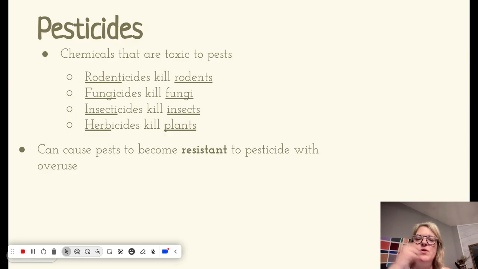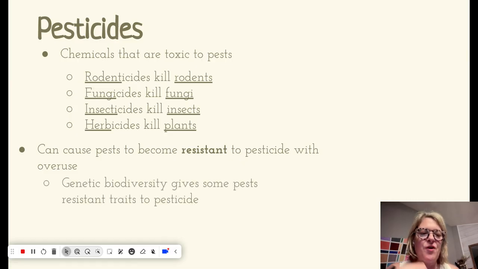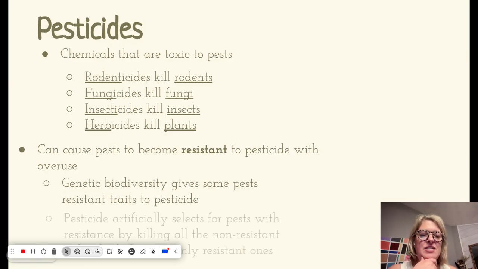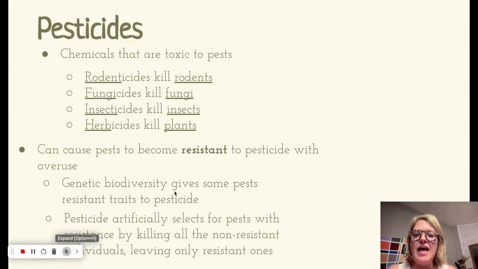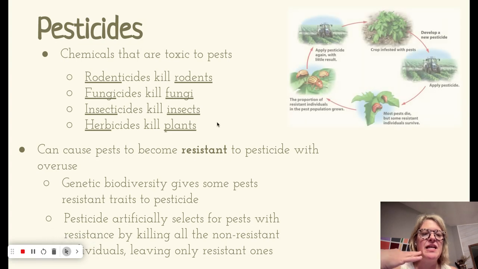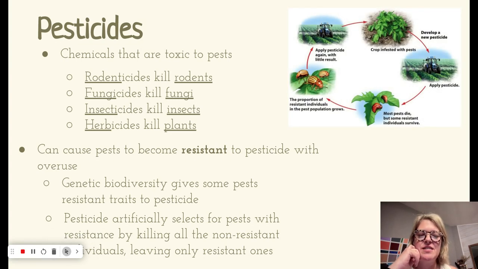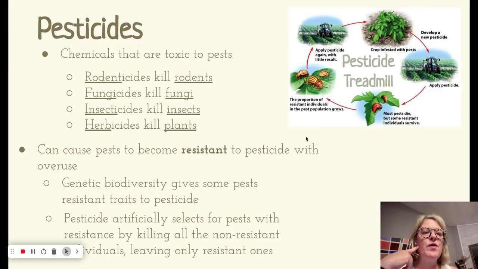And one issue that we have with pesticides is that they can cause pests to become resistant to the pesticide with overuse of the pesticide. That's because genetic biodiversity gives some pests resistant traits to pesticides. Essentially, the pesticide will artificially select for pests that are resistant, killing off all of the non-resistant individuals, leaving only the resistant ones. And so we create something in this process that's called a pesticide treadmill.